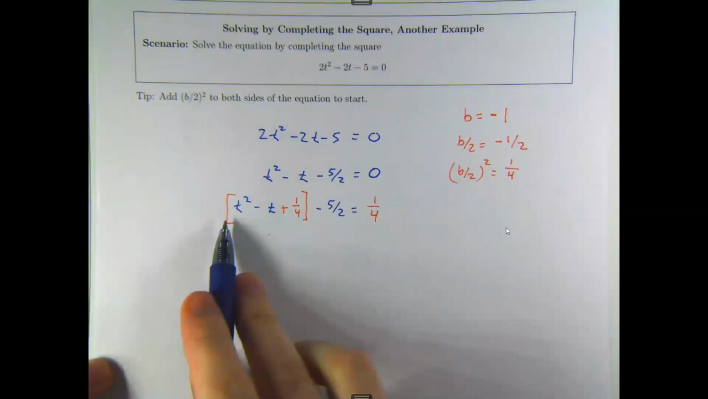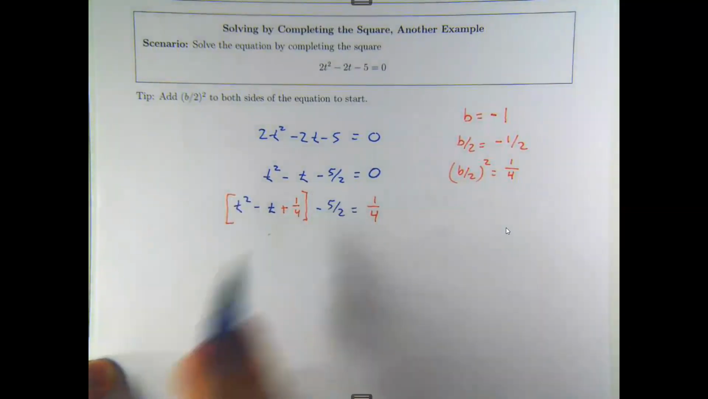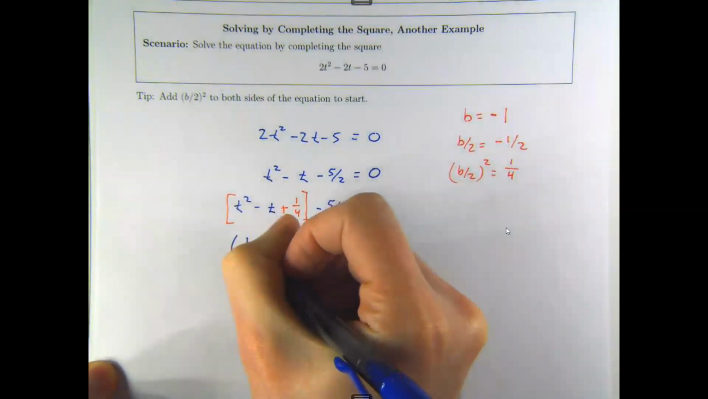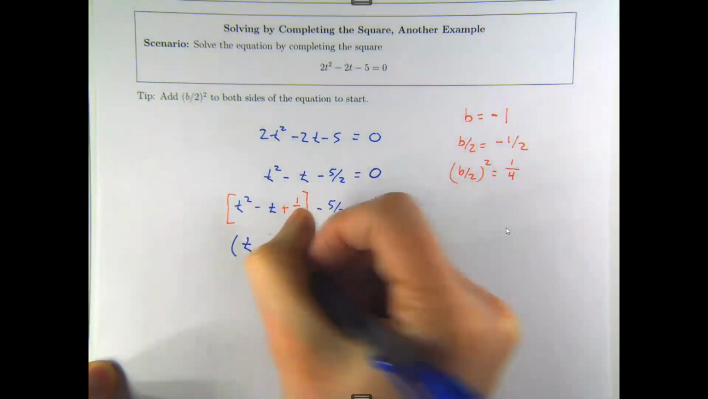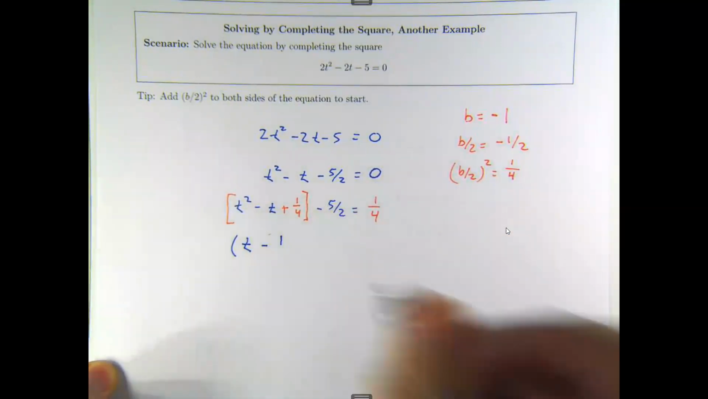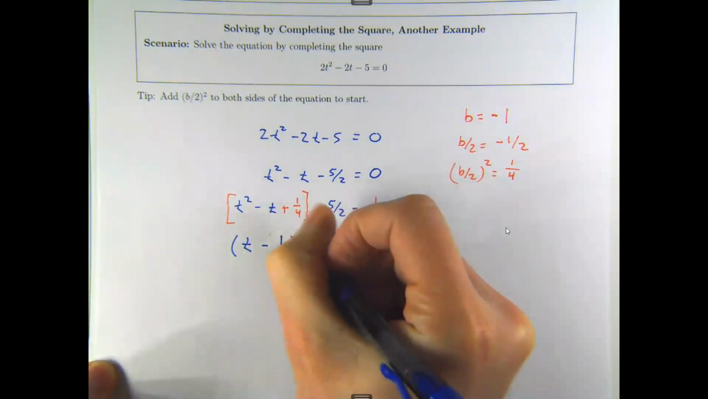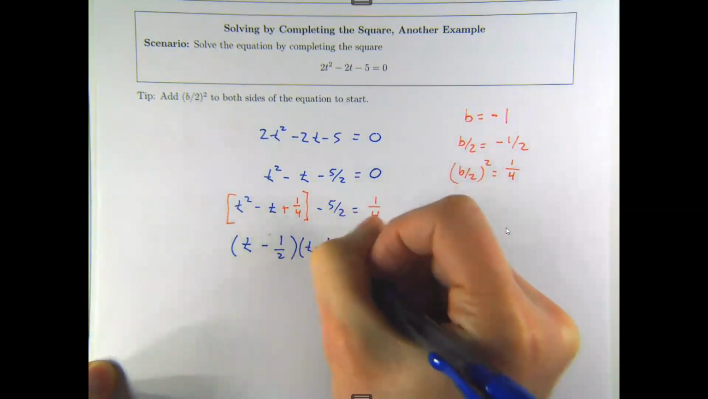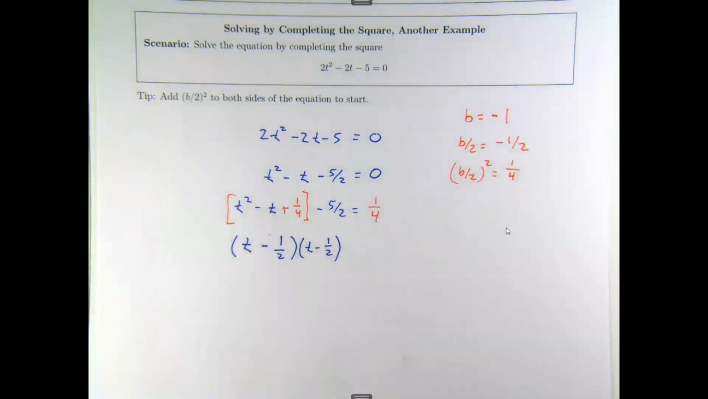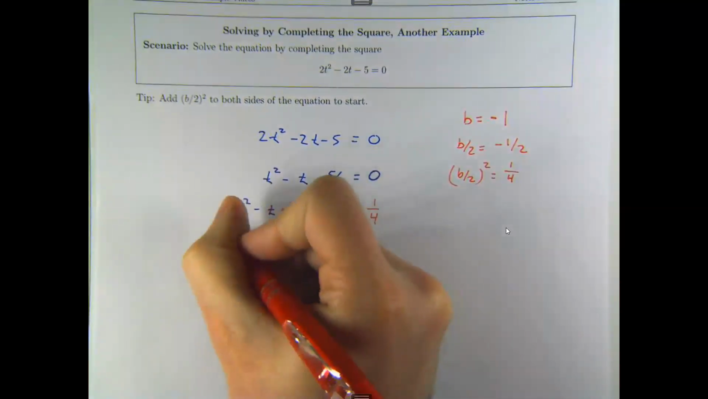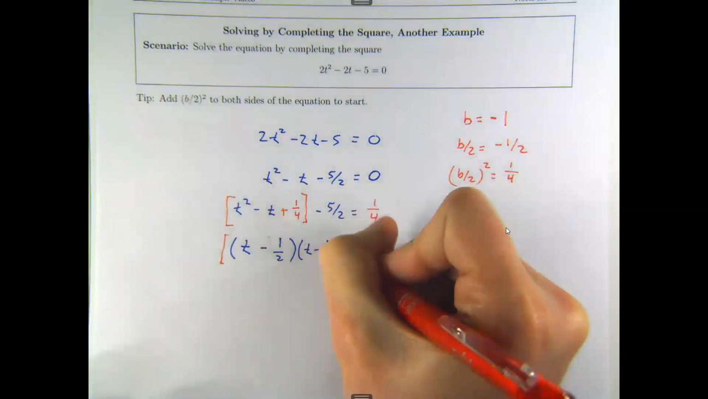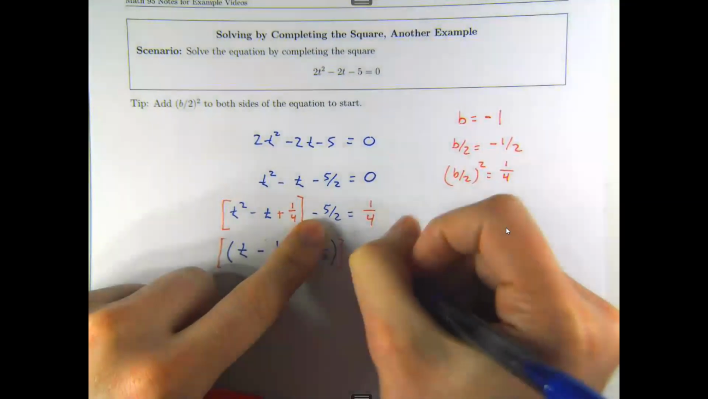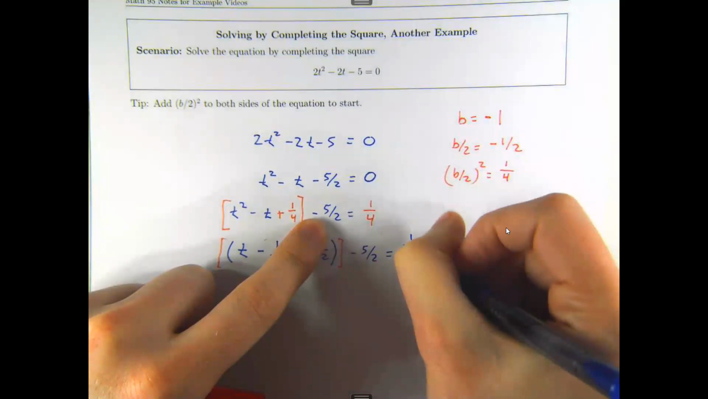If I wanted to factor this thing that I have in the red brackets here, I can. This will be t minus 1/2 times t minus 1/2. Let's look at why that's the case. But everything else is still the same. I still have minus 5/2. I still have a quarter here.